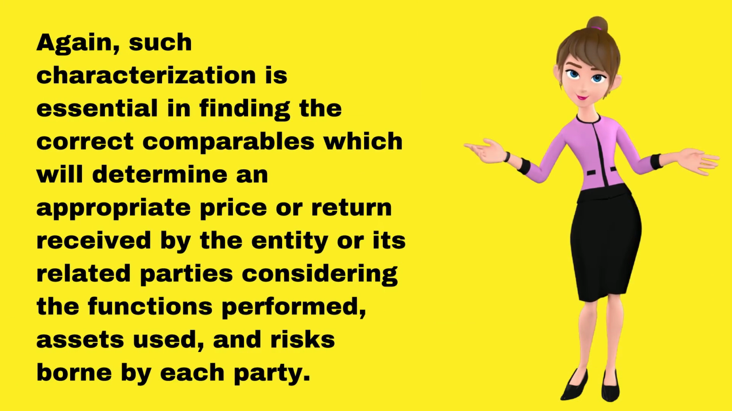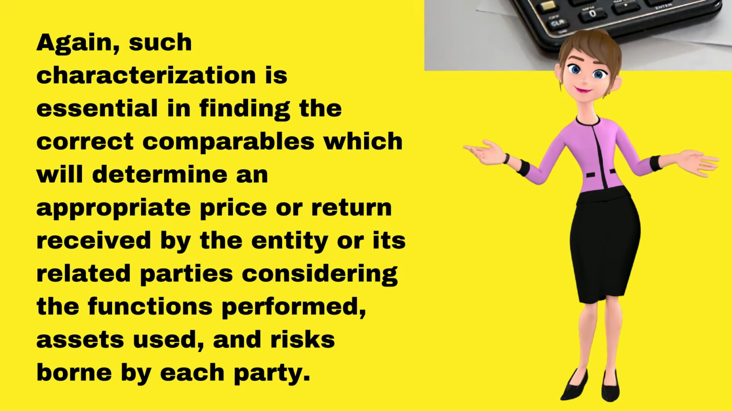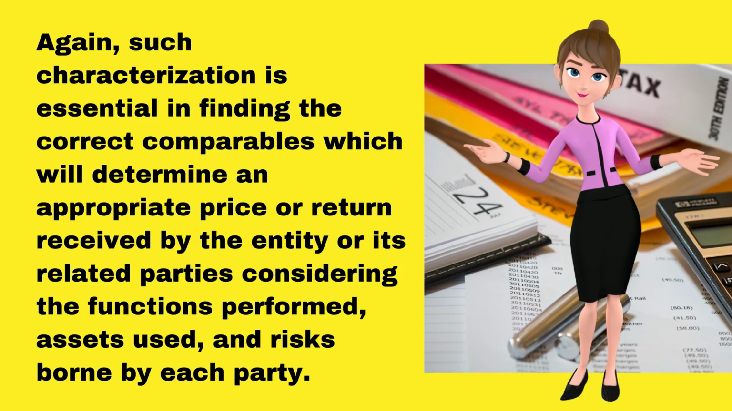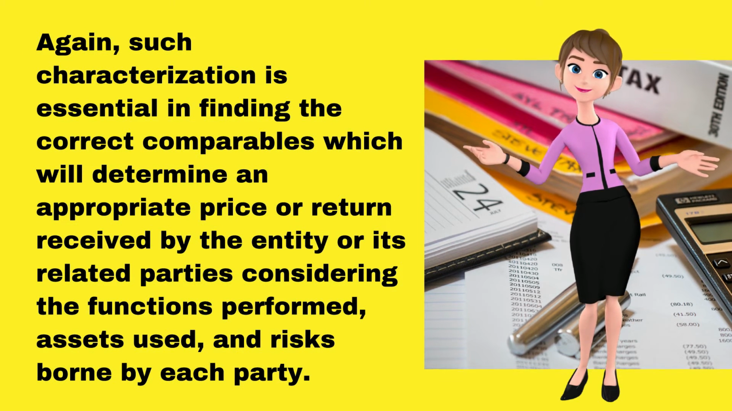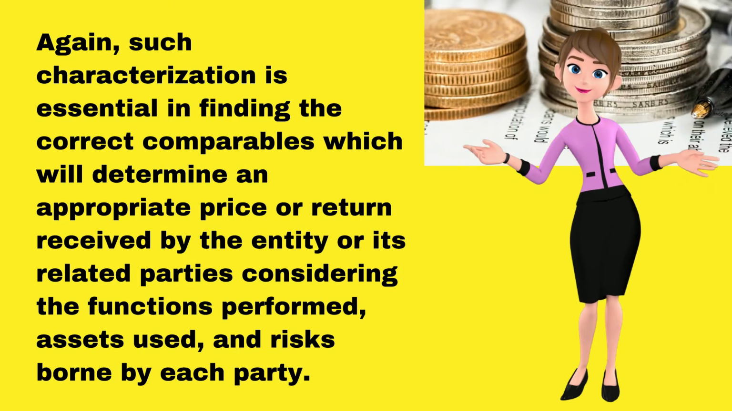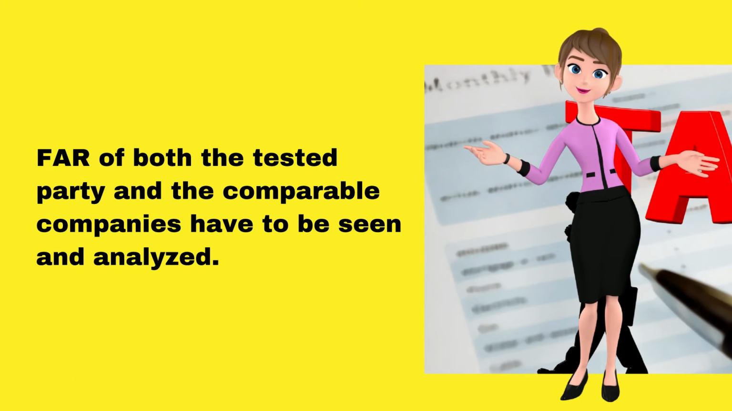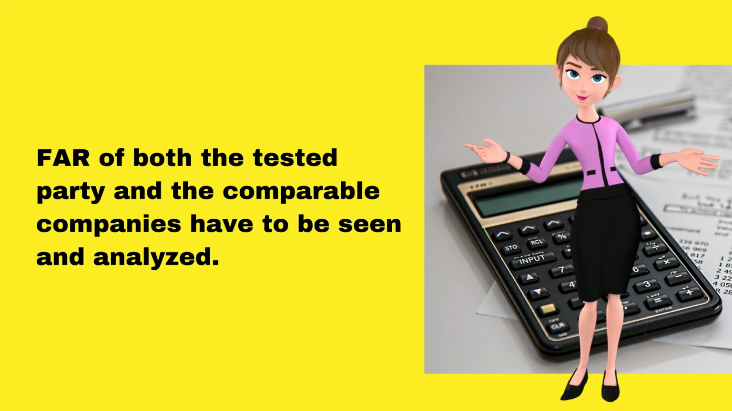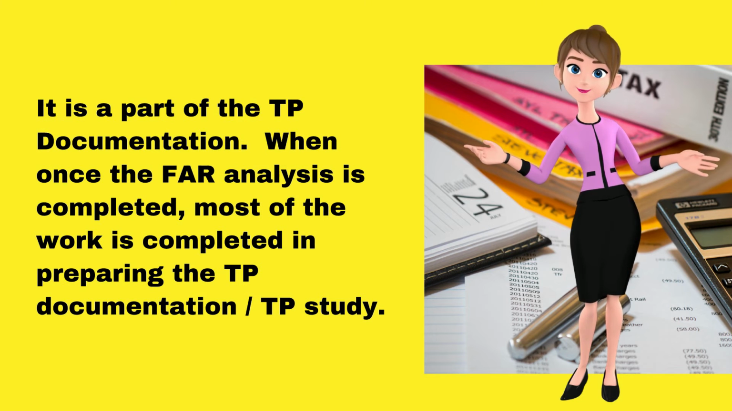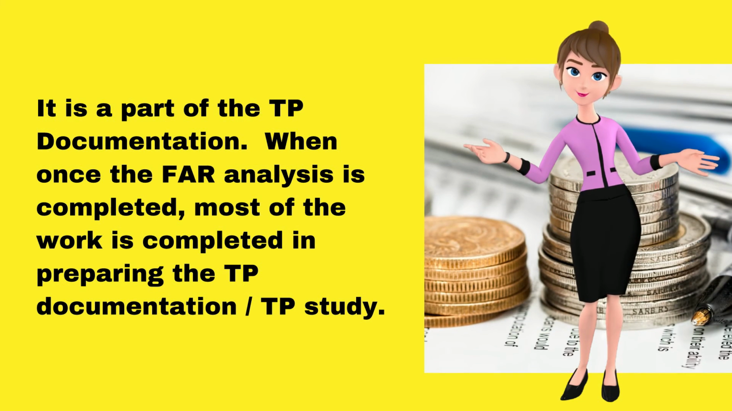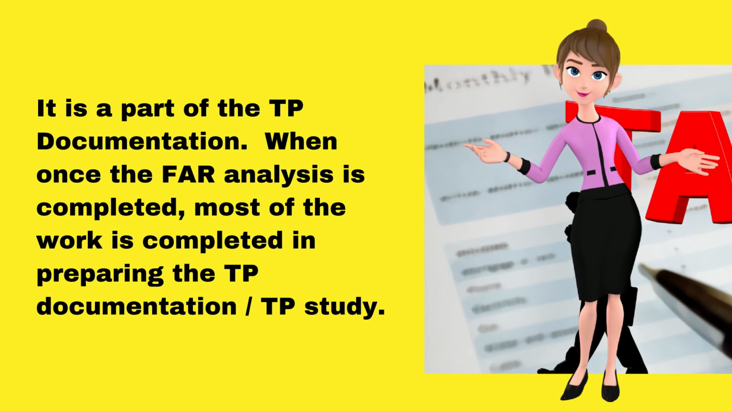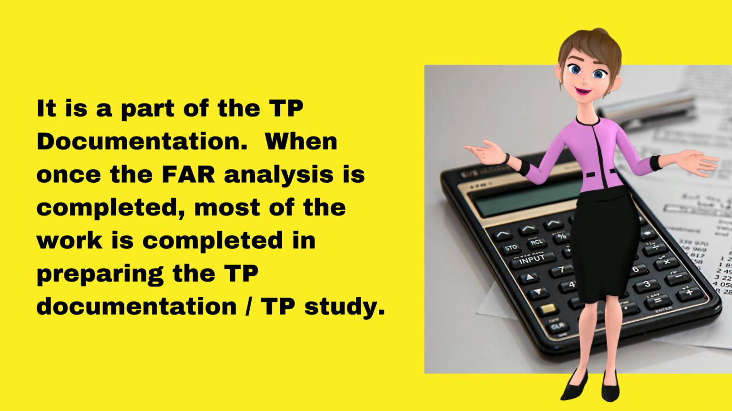Again, such characterization is essential in finding the correct comparables which will determine an appropriate price or return received by the entity or its related parties considering the functions performed, assets used, and risks borne by each party. FAR of both the tested party and the comparable companies have to be seen and analyzed. It is a part of the TP documentation. Once the FAR analysis is completed, most of the work is completed in preparing the TP documentation or TP study.